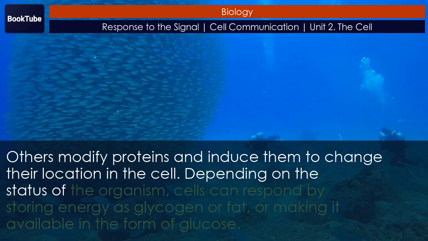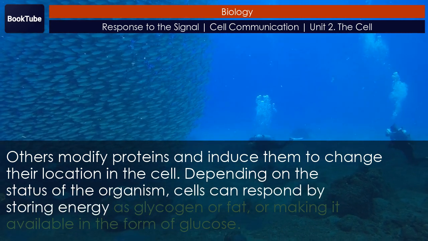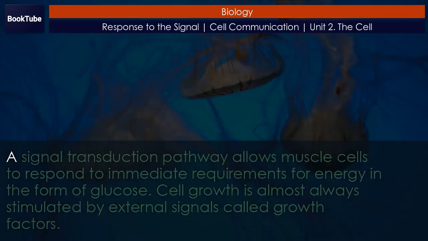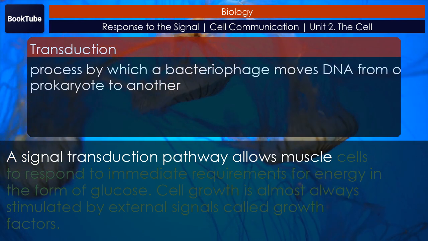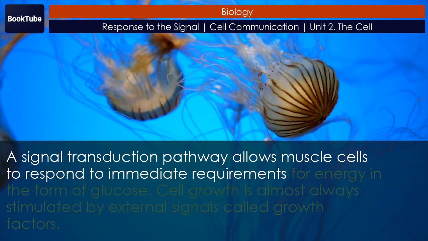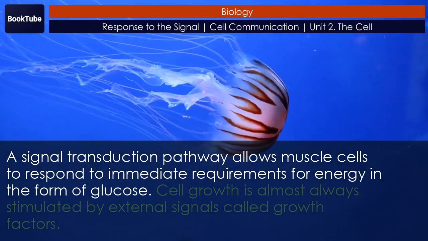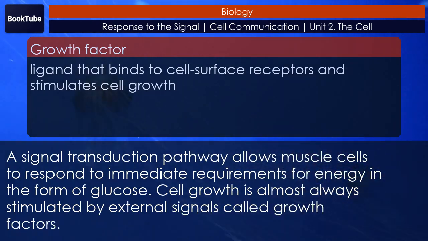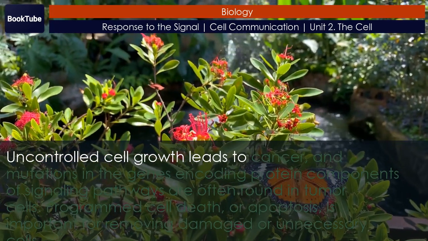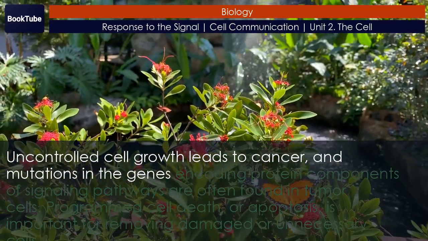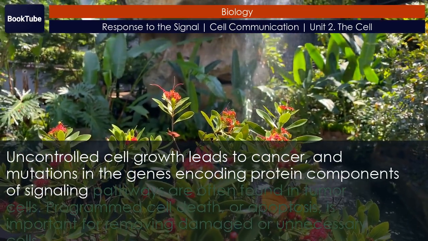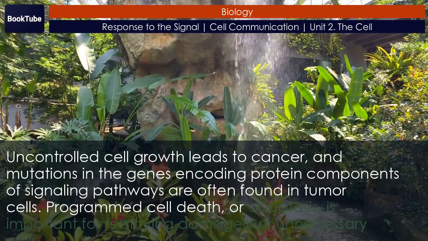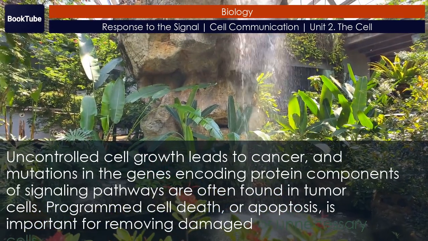Depending on the status of the organism, cells can respond by storing energy as glycogen or fat, or making it available in the form of glucose. A signal transduction pathway allows muscle cells to respond to immediate requirements for energy in the form of glucose. Cell growth is almost always stimulated by external signals called growth factors. Uncontrolled cell growth leads to cancer, and mutations in the genes encoding protein components of signaling pathways are often found in tumor cells. Programmed cell death, or apoptosis, is important for removing damaged or unnecessary cells.